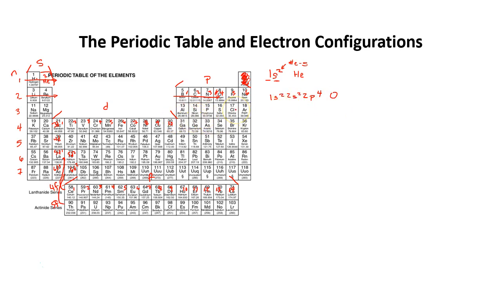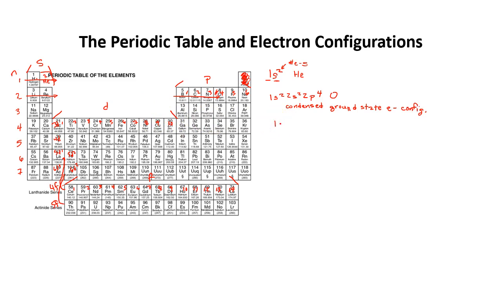Now I can write this another way. What this is called is the condensed ground state electron configuration, and I'll just abbreviate here, config. Okay. All right, so we can do something called expanded ground state electron configuration.